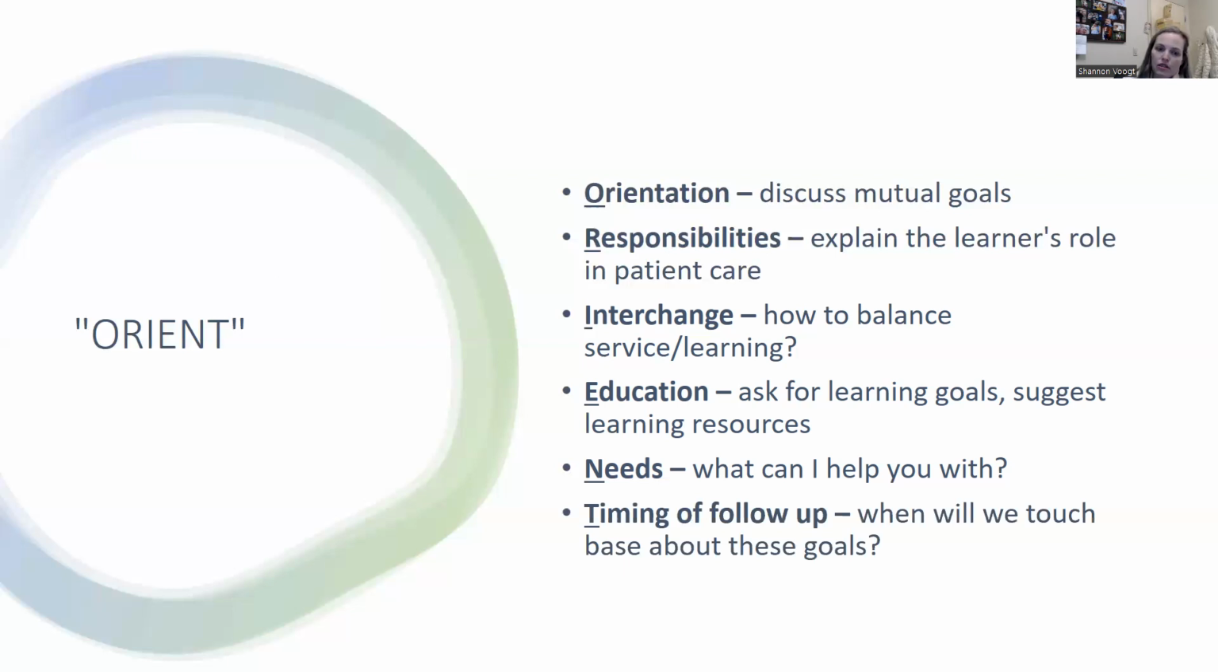And T is for timing. So when are we going to touch base about these goals? Sometimes I'll say, okay, we'll talk about this goal at the end of the day. But obviously some goals we'll touch base on at the end of the whole course. So when will we come back and see how things are going?